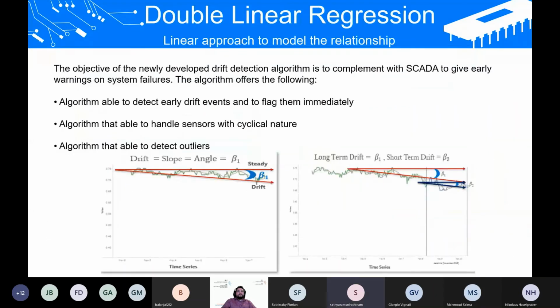Okay, so what is a double linear regression model? The goal is we want to find some sort of deviation. We use a slope from a steady line. Anything that is drifting will have a slope that goes beyond the steady line. So we use an angle that determines the drift, and the angle tells us whether it's a progressive or a more aggressive drift, right? That's the very high-level algorithmic approach that we use.